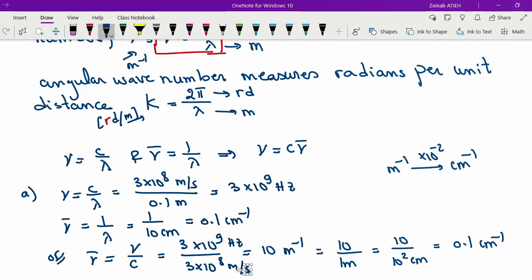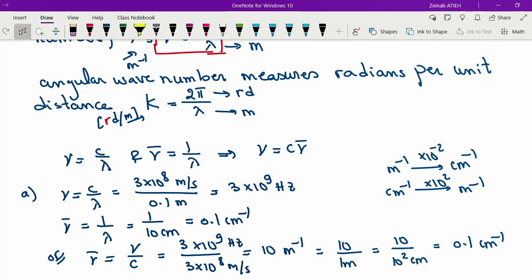To change from centimeter minus 1 to meter minus 1, it's the opposite, so we'll multiply by 10 to the power 2. So that's clear. Now let's do the second part. I will do the second part, you'll do the third part on your own.